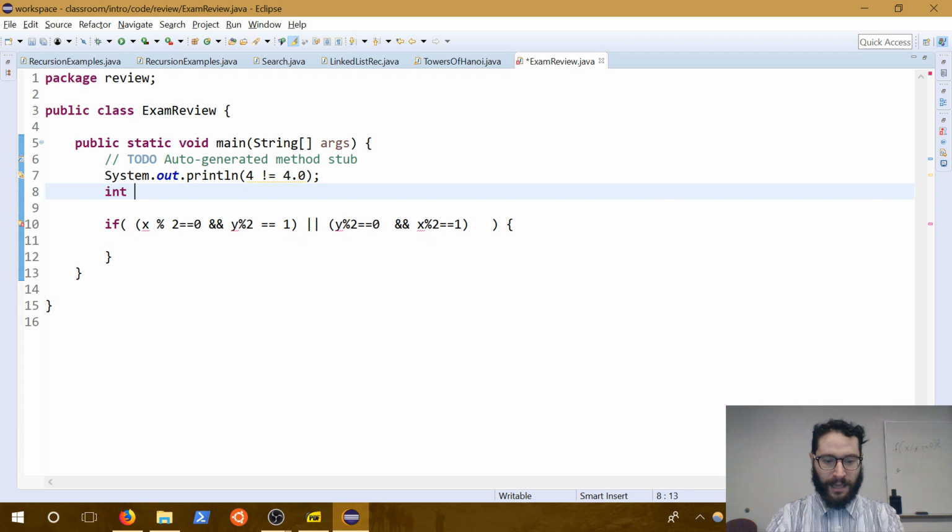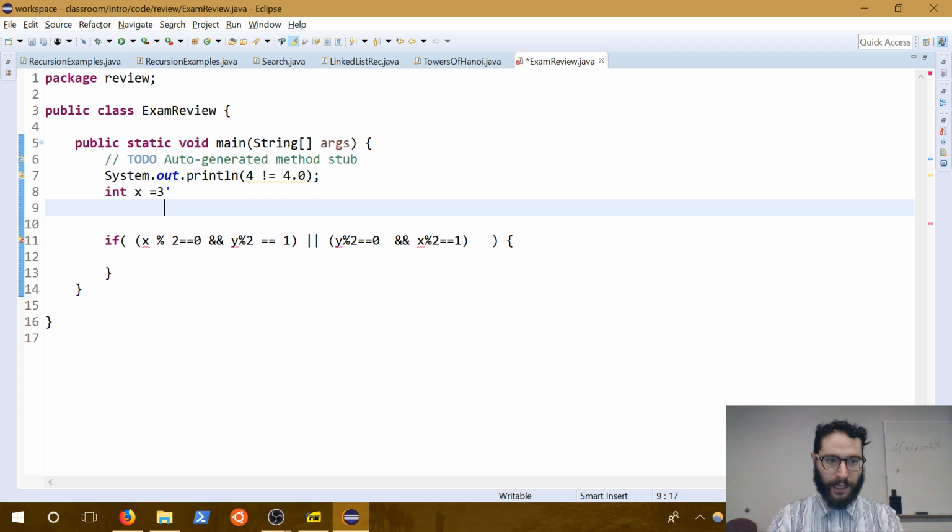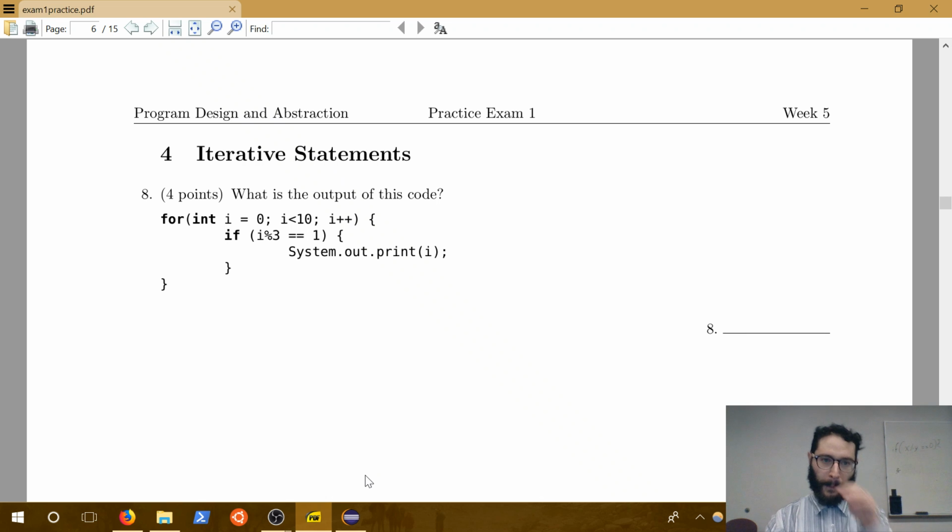Oh, and write int x is equal to 3, int y is equal to 4. This is just simply to get it to stop screaming at me that x and y don't exist. Okay. All right, so iterative statements. So what is the output of this code, right? So now you could probably just run this.